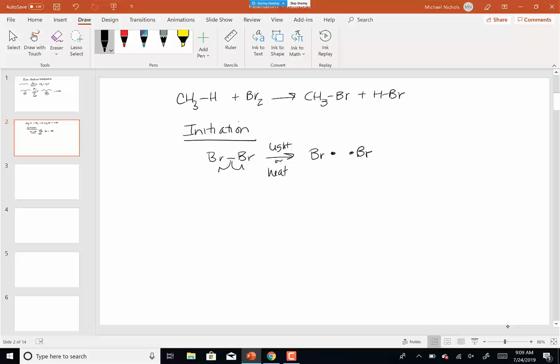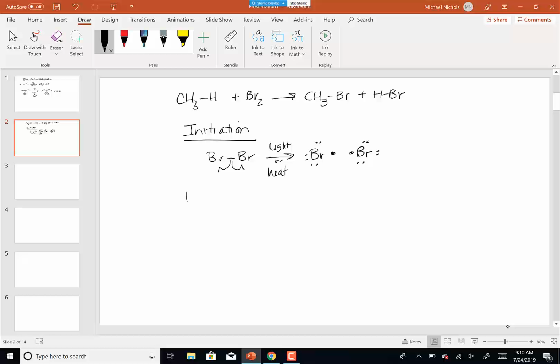bromine. And if I put in the 3 lone pairs around the bromine, those are just bromine atoms. I mean, we'll sometimes call them bromine radicals. The radical term just means something has an unpaired electron. But this is really 2 bromine atoms. Okay, and this is an initiation process. So this starts the reaction.